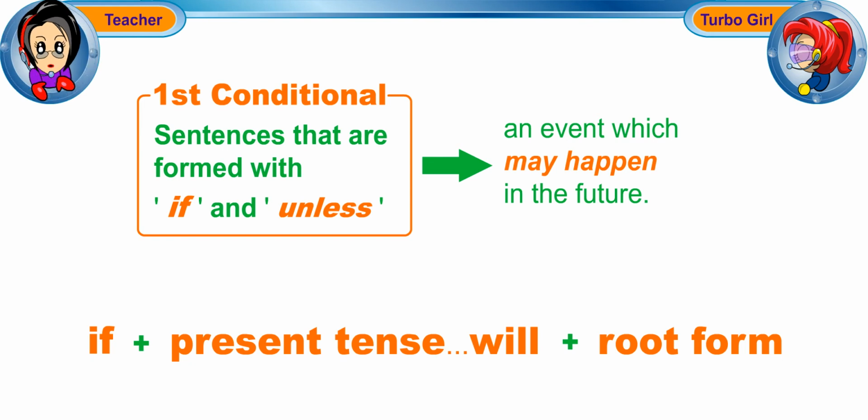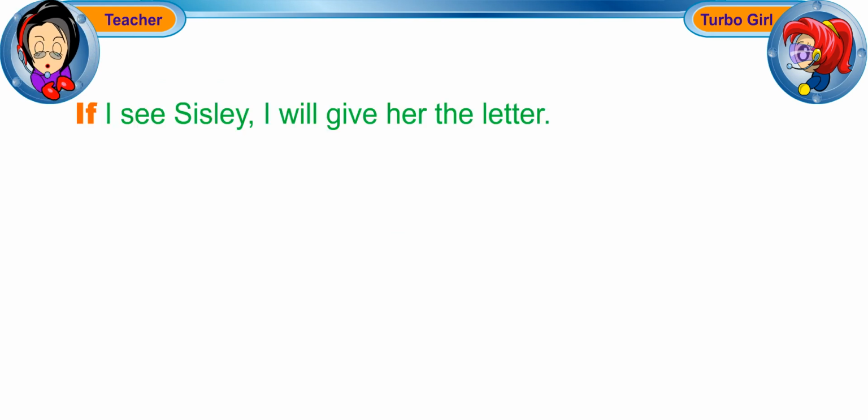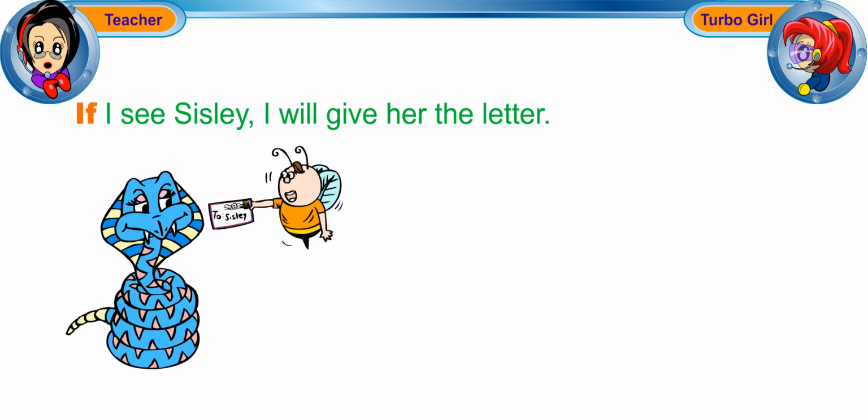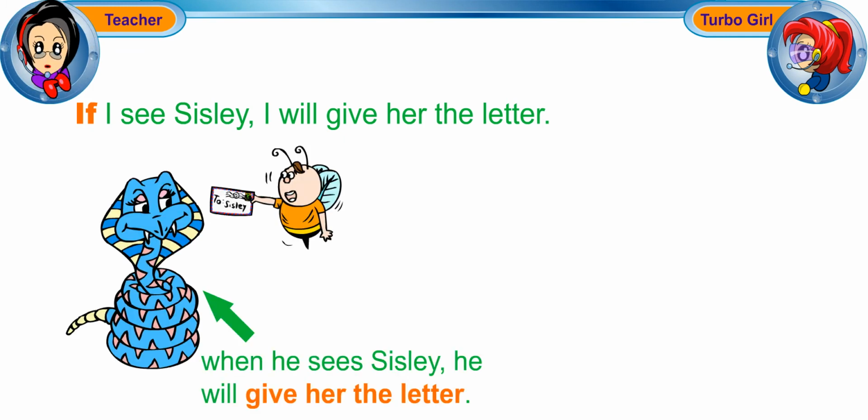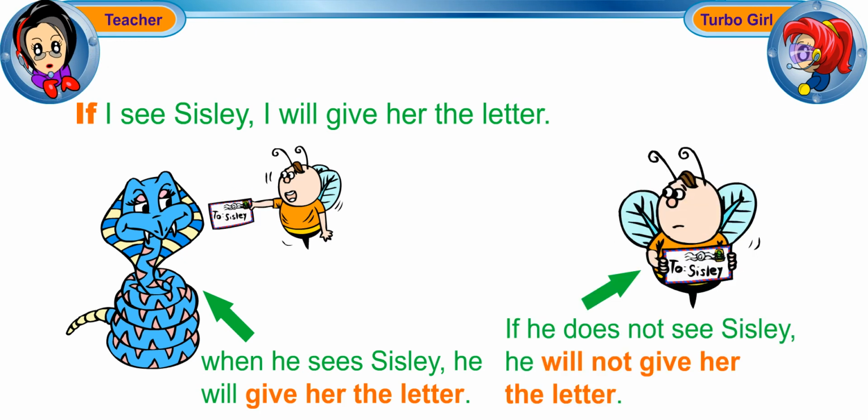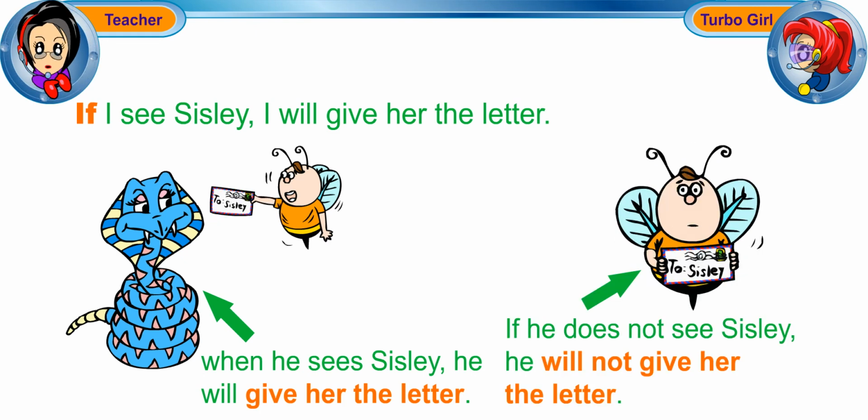Let's look at an example. Benny said, "If I see Cicely, I will give her the letter." This sentence tells us that Benny may see Cicely, and when he sees Cicely, he will give her the letter. However, if he does not see Cicely, he will not give her the letter.